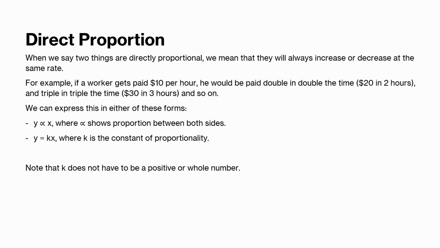We can express this in this form. We can do, that symbol shows the proportion, y is proportional to x, or we can do y equals kx, where k is the constant of proportionality. Note that the k does not have to be a positive or even a whole number. It can be negative or it could be a fraction.